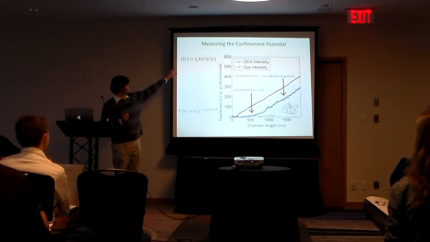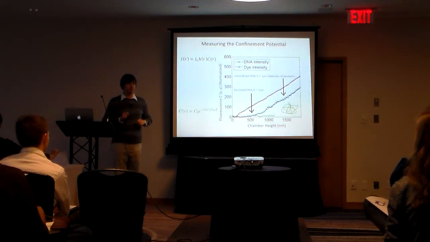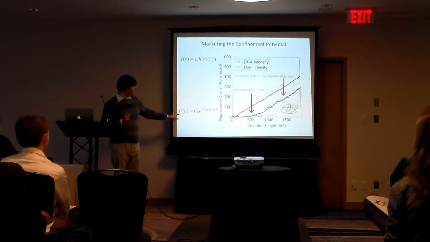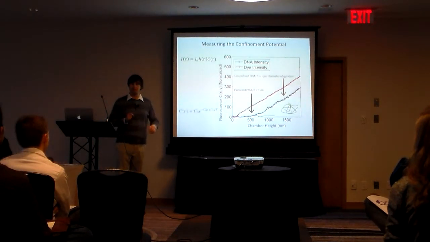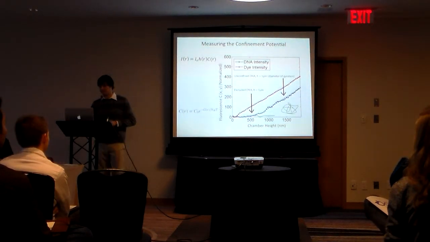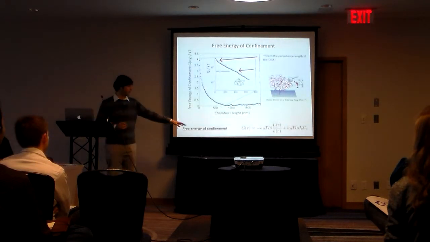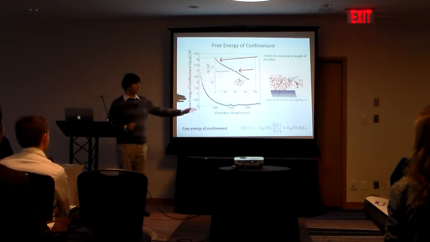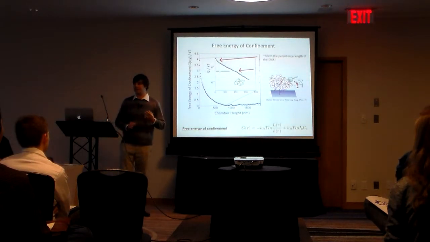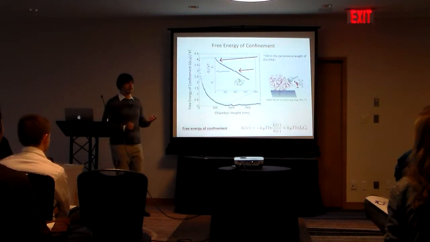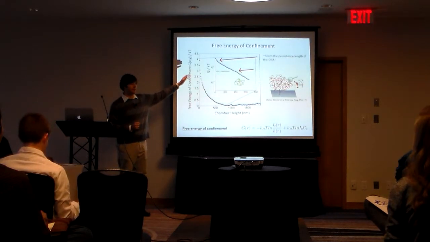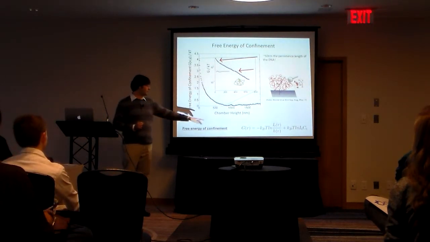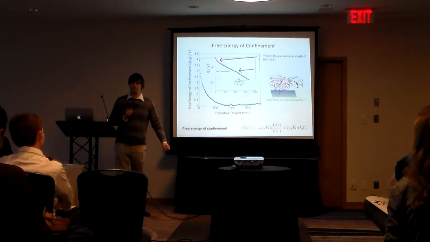We can then relate the intensity to the concentration with this top equation. And using the bottom one, we know that the concentration is proportional to the Boltzmann factor of the free energy of confinement. With some simple rearrangement, we can arrive at this bottom formula here, and we can actually plot the free energy as a function of chamber height. You see that, as you would expect, at small chamber heights, there is a high free energy of confinement. And as the chamber height approaches the diameter of gyration of the DNA, the confinement potential goes to 0.